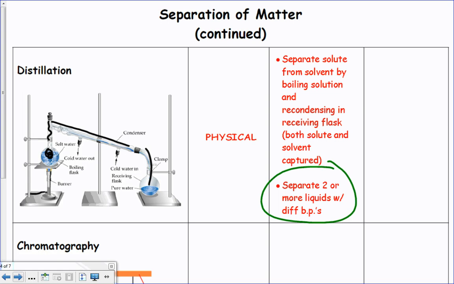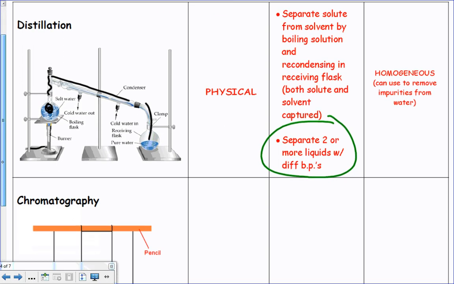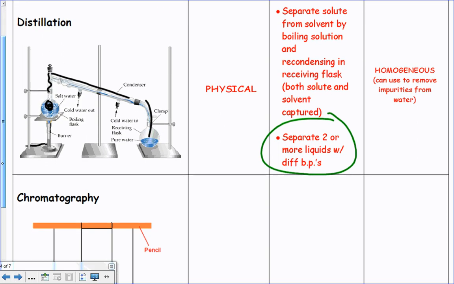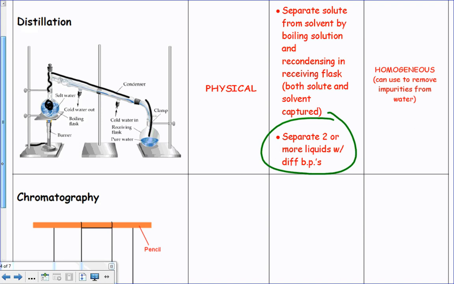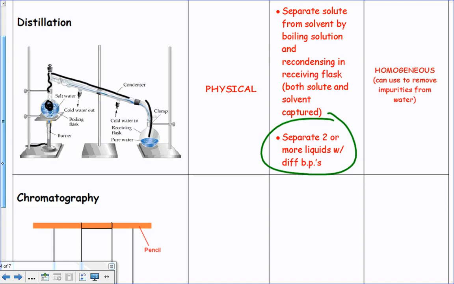This is the most important part here. In here, it's all liquid. Homogeneous mixtures can be distilled to remove impurities from water. This would be a very expensive way to take salt water and boil off the water and leave the salt behind. But what it allows us to do that the previous ones didn't is to recapture that gas and turn it back into liquid.